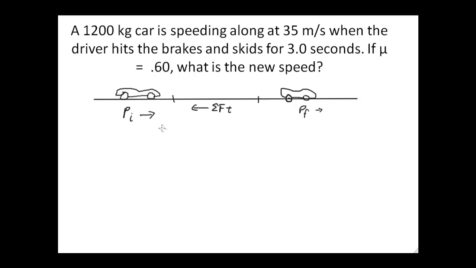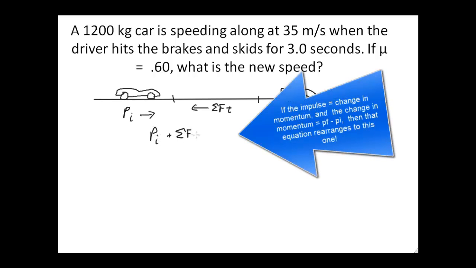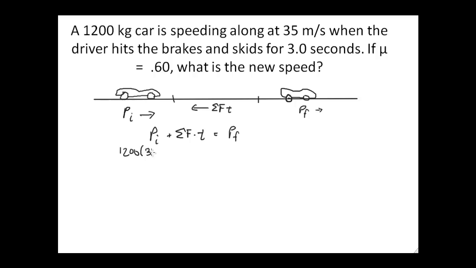Okay, so to solve this, let's just set up the impulse change in momentum theorem, which says that Pi plus the impulse equals the final momentum. The initial momentum would be the mass of the car times its velocity plus, well, we know this is actually going to be a negative number because it is a negative impulse. The force is friction, and then it was for 3 seconds, and then that'll be 1200 times the final velocity, which is what we're looking for.